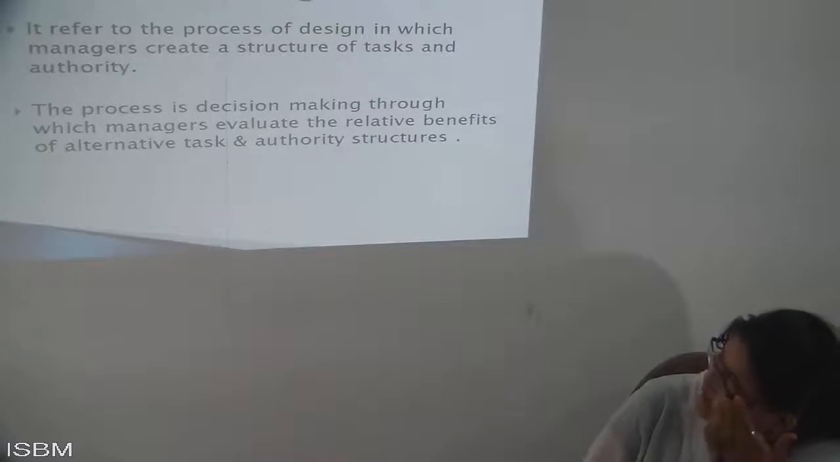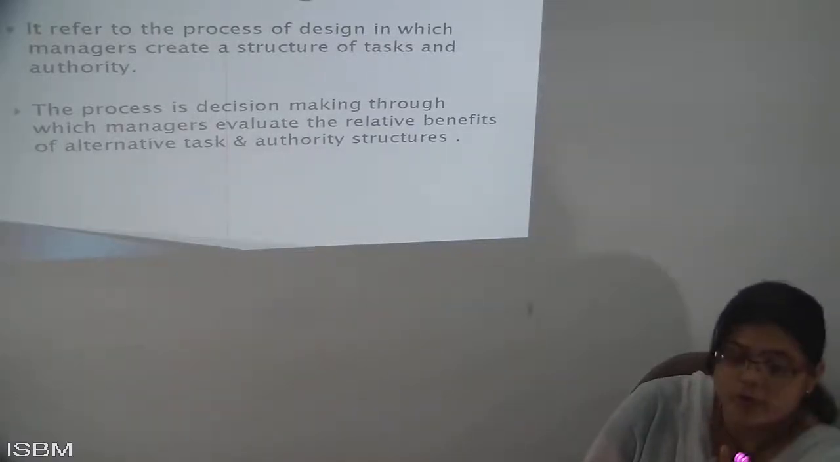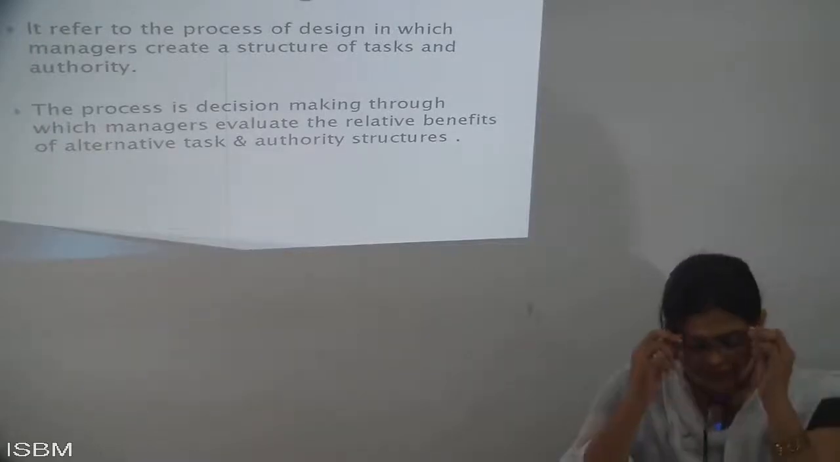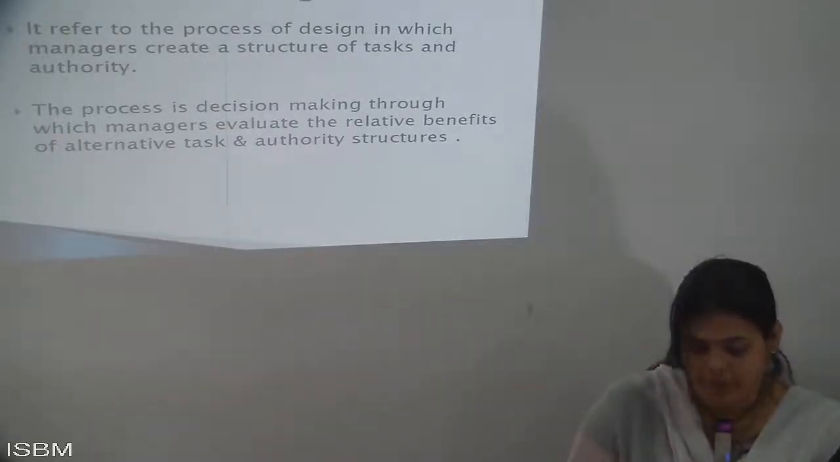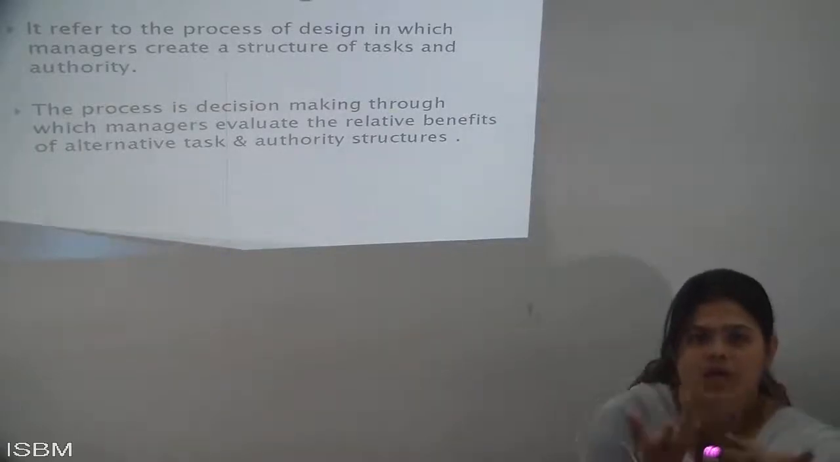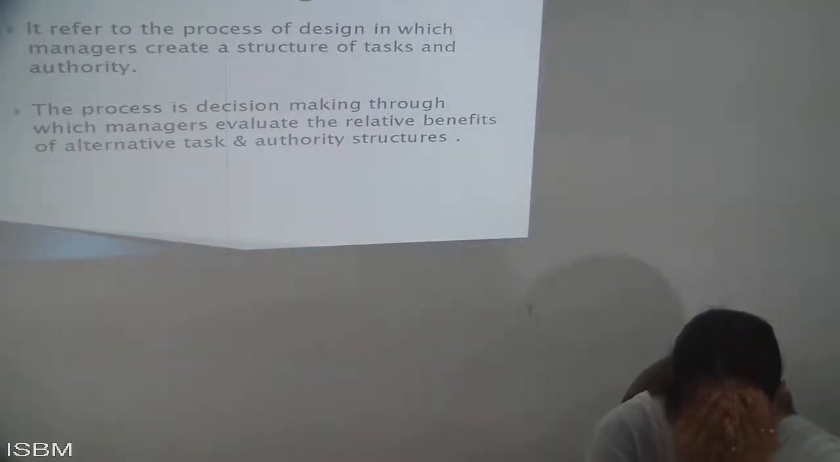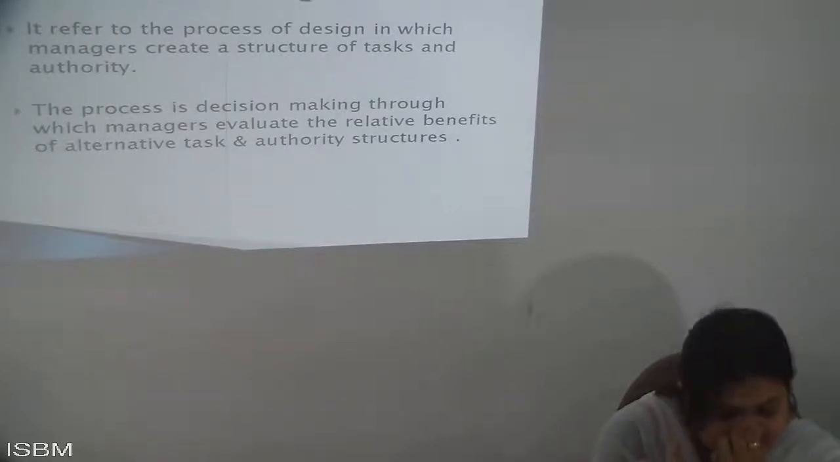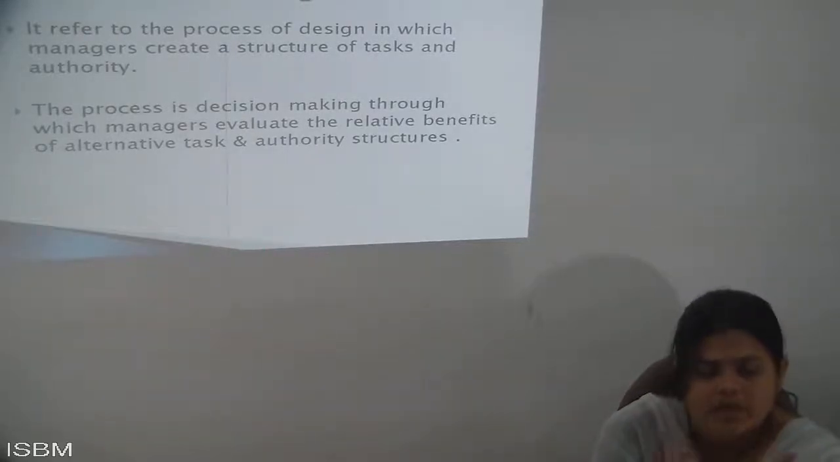Next concept we are learning is organization design. First, as I said, we learned the terms related to organization culture. We learned the different types of culture, and how that culture is carried out when you are in the organization and you accept that kind of culture. That was the main term that was discussed.